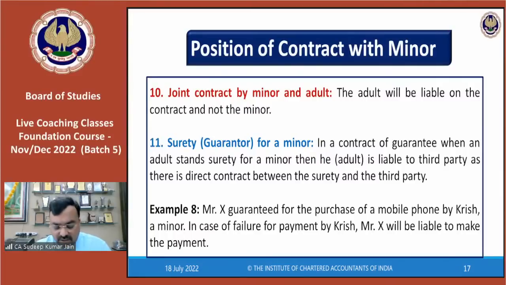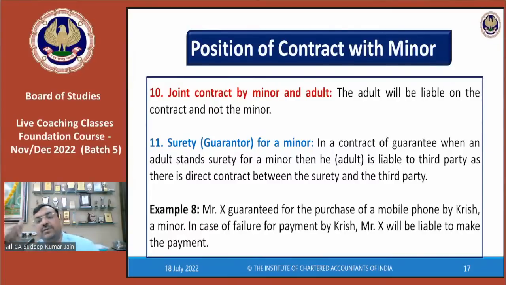Let's say I inform the shopkeeper my son is coming to purchase the goods. If he will not pay, I will pay. So I am giving my statement as I am the guarantor of the contract. In this case, if my son does not pay, I will have to pay because I am the guarantor for the contract done by my son. Mr. A guaranteed for the purchase of a mobile phone by Krish, a minor. In case of failure of payment by Krish, Mr. A will be liable to make the payment.